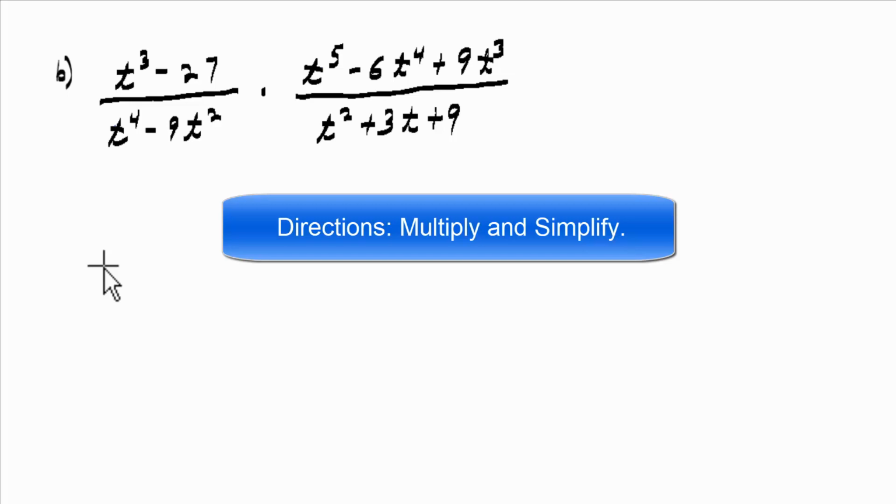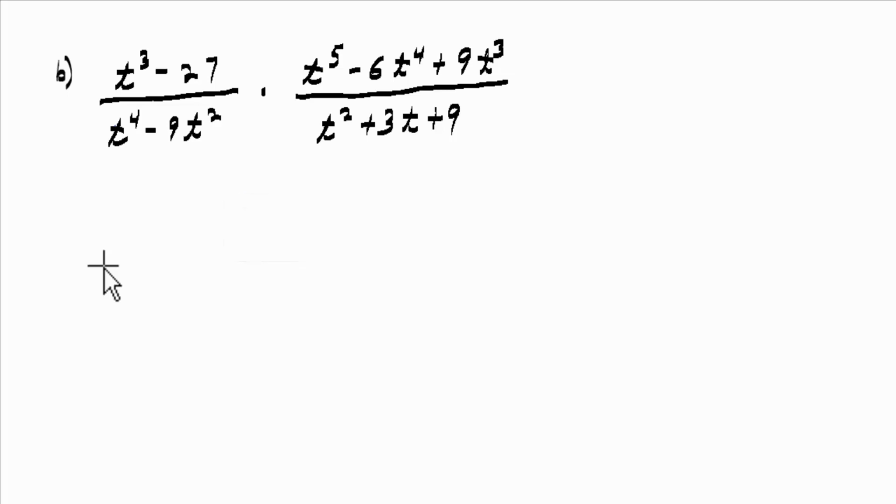Notice what we have. We have (t cubed minus 27) over (t to the fourth minus 9t squared) times (t to the fifth minus 6t to the fourth plus 9t cubed) over (t squared plus 3t plus 9). Factor everything, you guys. Divide out like factors. That's the name of the game.